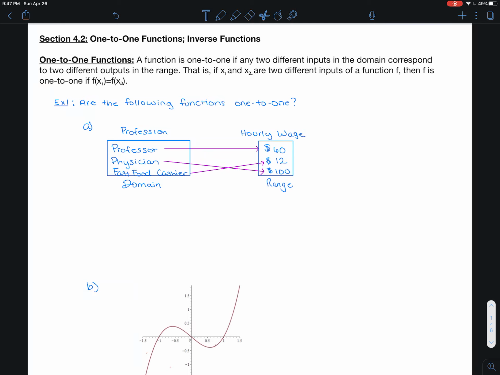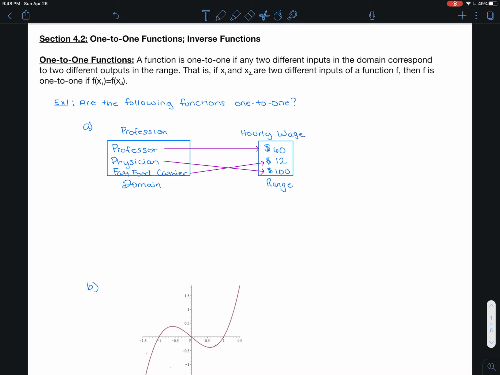Section 4.2, one-to-one functions and inverse functions. What are one-to-one functions? Recall that we already looked at what a function is. In order for something to be a function, every x value has to map to exactly one y value. A one-to-one function is not only that every x maps to exactly one y value, but also vice versa. So two different inputs in the domain correspond to two different outputs in the range. You can go ahead and finish reading that definition.